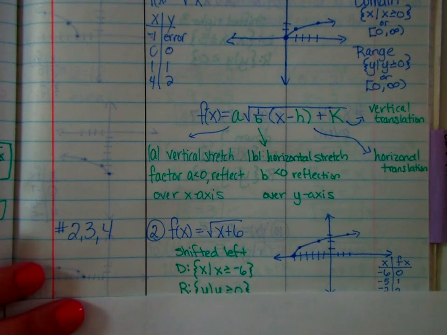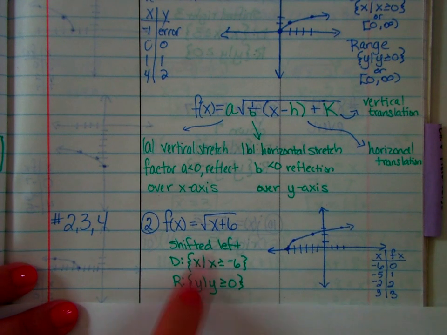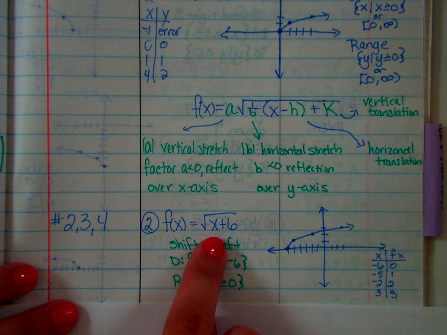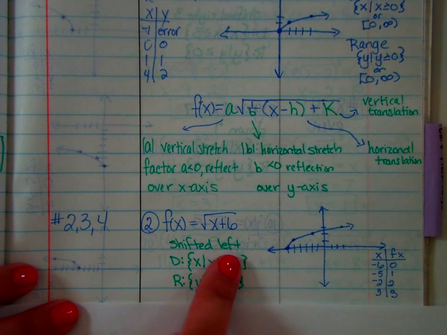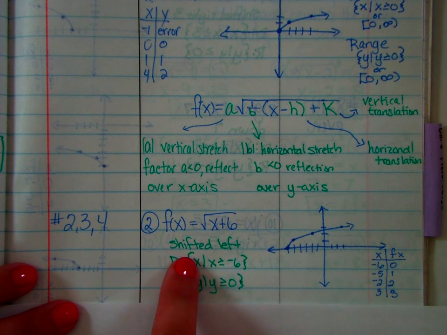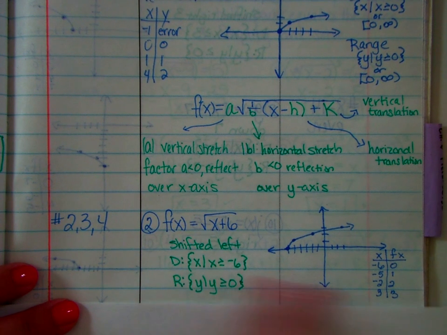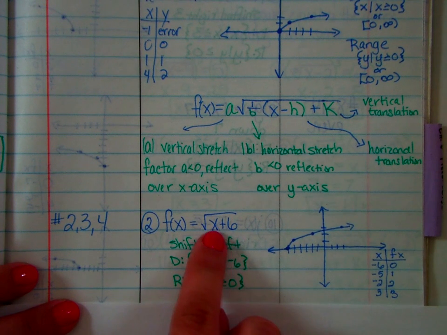Now, I want to look at two problems. So here we are. We have f of x equals the square root of x plus 6. That is our h, since it's with our x, so I know it shifts left 6. Remember, x lies. If it says plus 6, we really moved left 6. When we go to do our xy chart, you want to make this inside equal a perfect square.